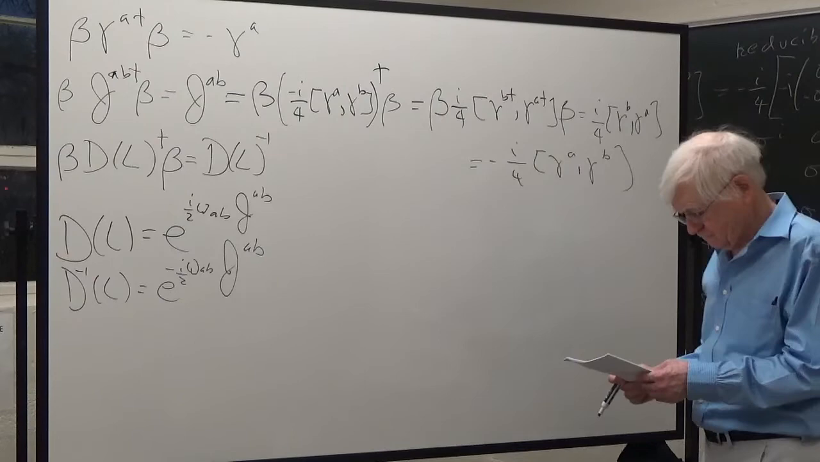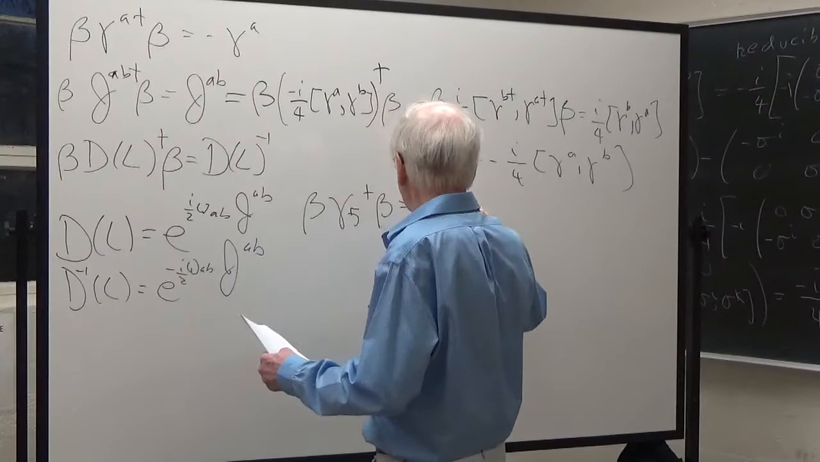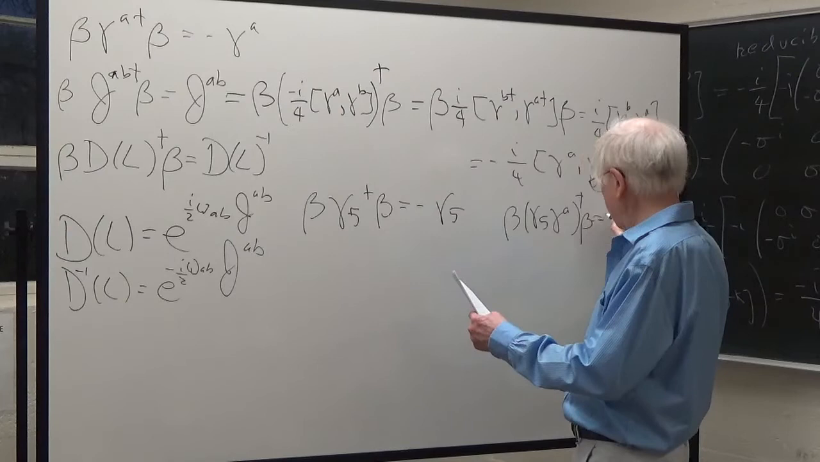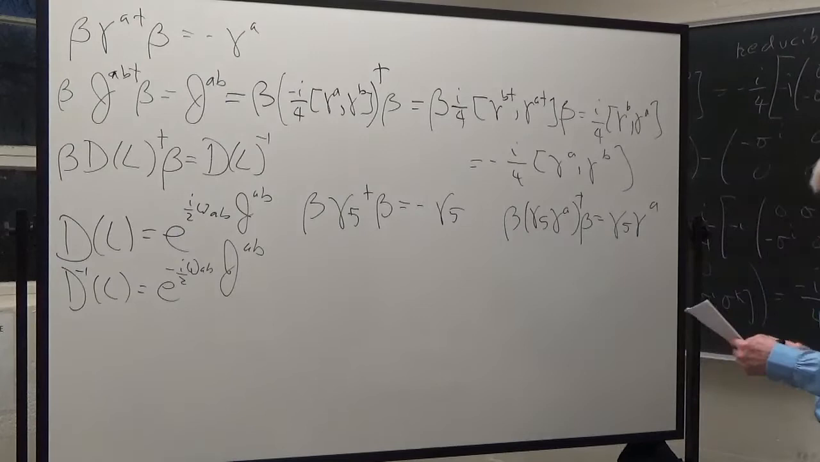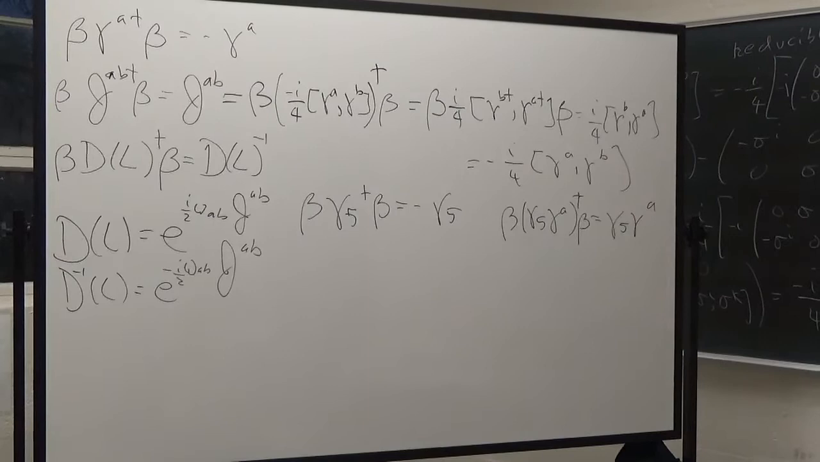It's also sometimes useful to know that gamma 5 dagger beta is minus gamma 5 beta, and that beta gamma 5 gamma A dagger beta is minus gamma 5 gamma A. So these are relations that you may find just superfluous at the moment, but actually in real calculations these sometimes are crucially important.